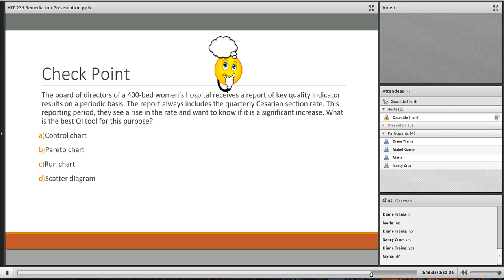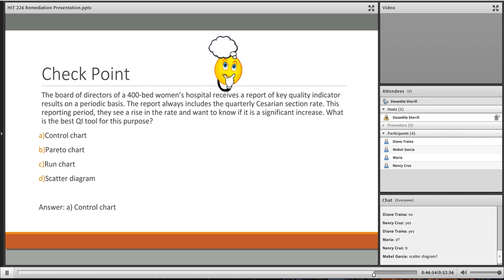Okay, so we have a D answer. Let's see. I think a couple of you are typing. I'll wait for one more. B. Okay. It is actually A.